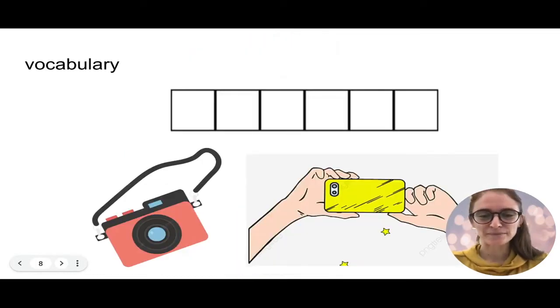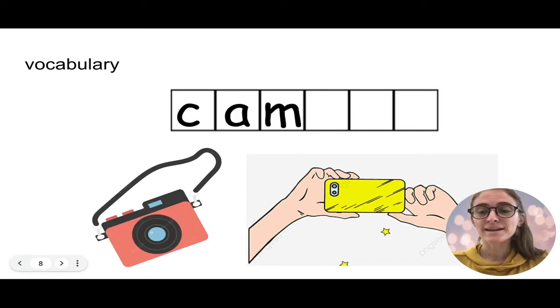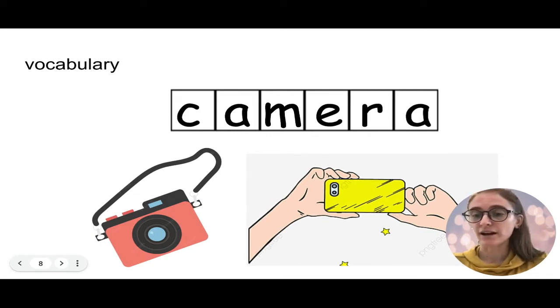Okay, the next word. This is for taking pictures. You can use this with your phone, or you can have the actual machine, the camera. So, camera, camera. Most people just use their phones to take pictures. They have a camera in their phone.